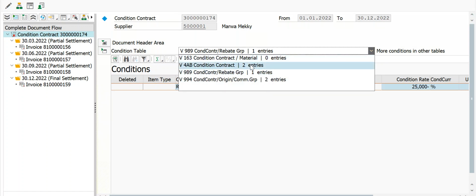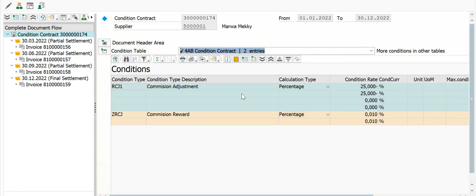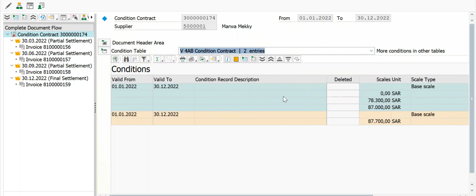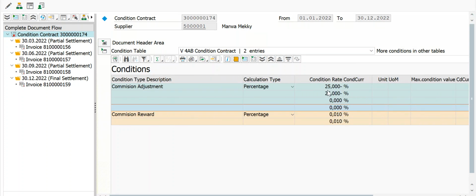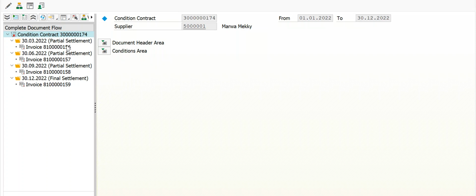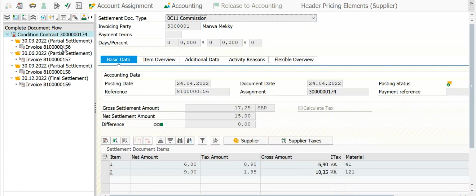Here in the last level is condition contract level. Here we maintain again the same thing, this is the target value of it. So if he achieves it, there is no deduction. If he still doesn't achieve his or her target, then there is a 25% deduction. Okay? Let's have a look at the partial settlements. The very first partial settlement here, we have settlement items.